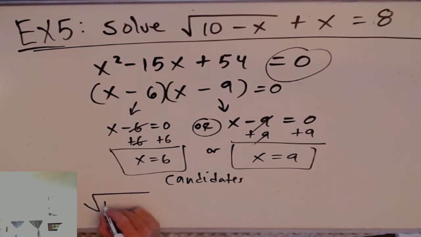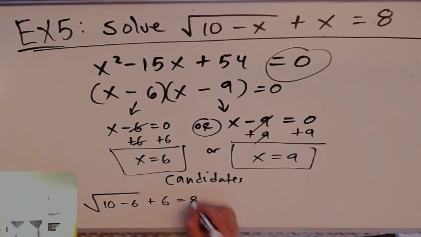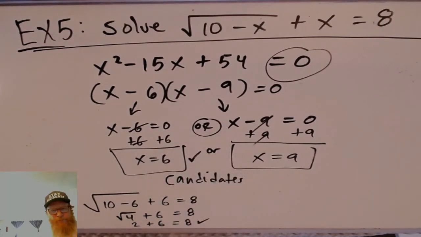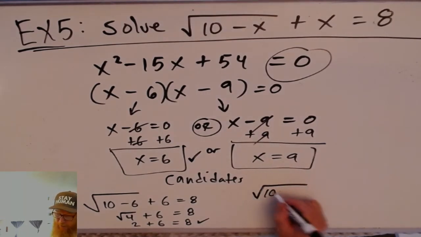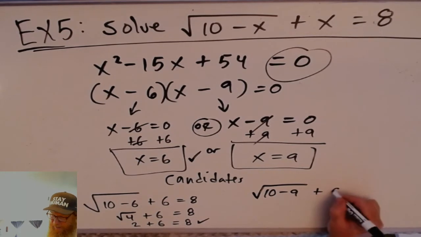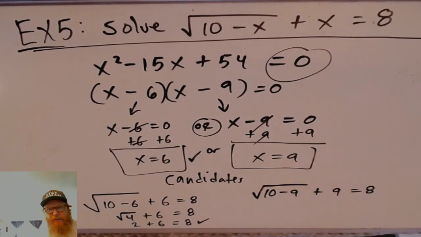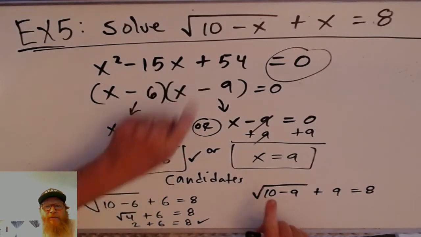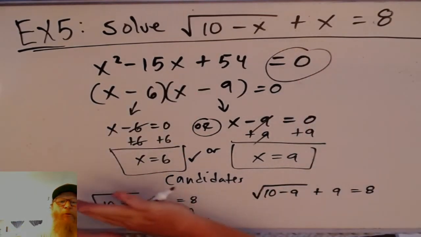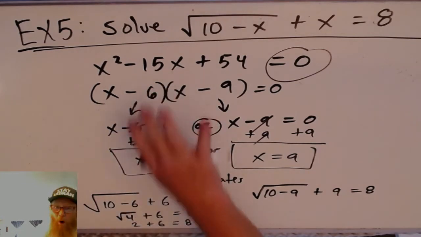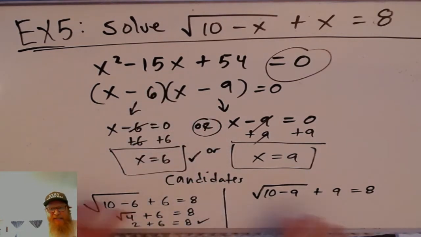All right, let's try this one. So this would be square root of 10 minus 6, plus 6 equals 8. Square root of 4 plus 6 equals 8. 2 plus 6 equals 8. Check, check. That one's good. Okay. Let's try the 9. Square root of 10 minus 9, plus 9 equals 8. Make sure you don't do one of them as a 6 and one of them as a 9 at the same time. That will never be true. All right? It's got to be one candidate at a time. Like they get separate interviews.